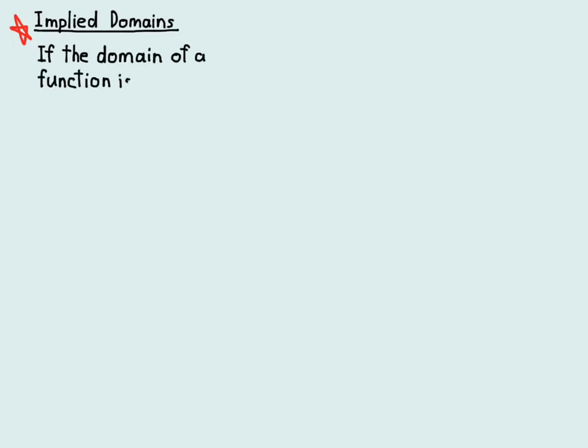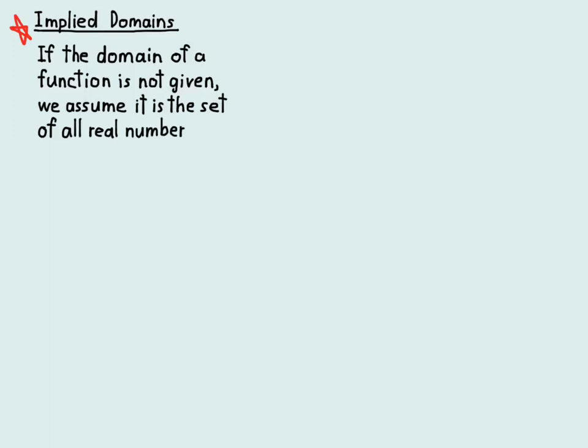So now we need to talk about implied domains. An implied domain is what you get when the domain of a function is not explicitly stated or shown by a graph. So usually you have a formula for the function, and you're finding the domain from the formula without having been told what the domain is.